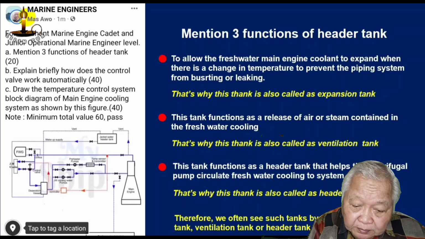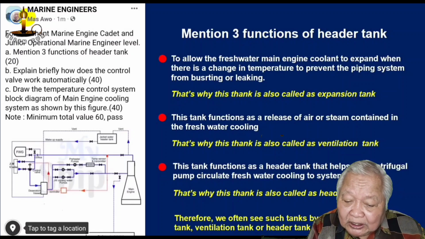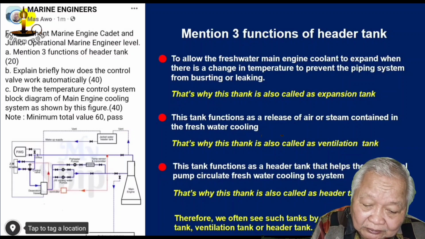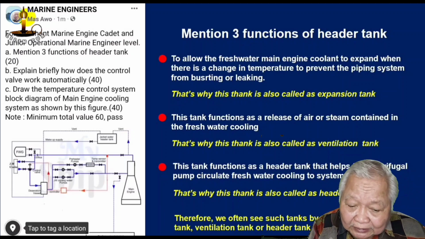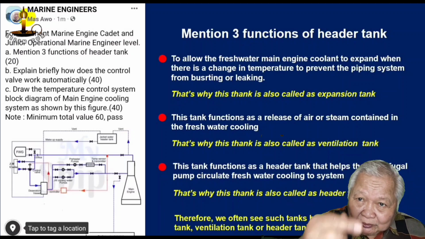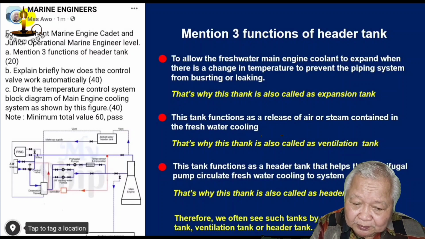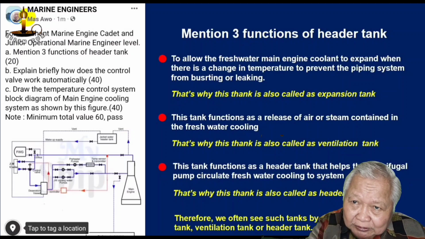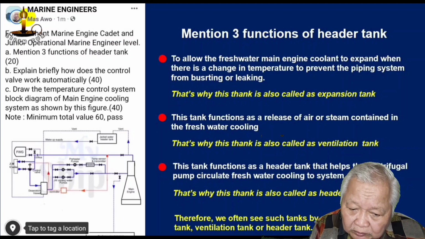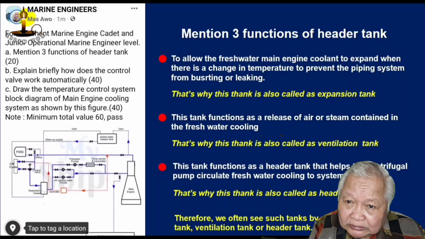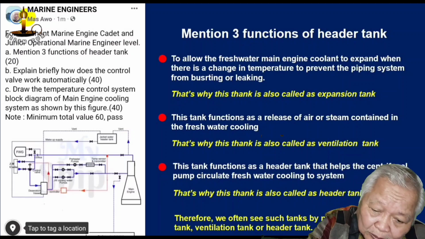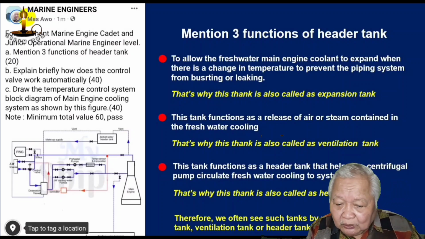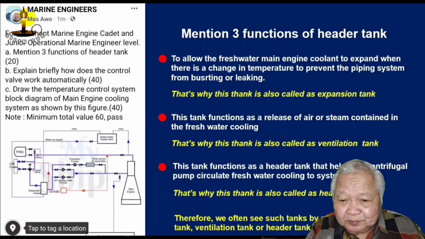Therefore, because of these functions, we often see such tanks by name as expansion tank, ventilation tank, or heater tank. All are the same.